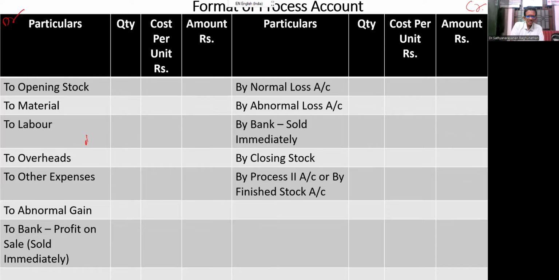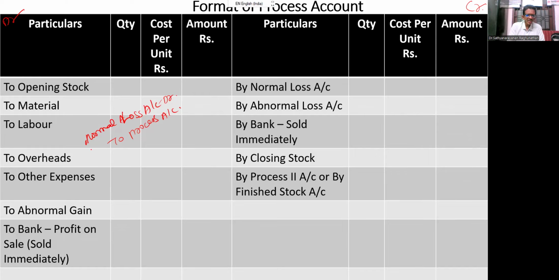Your entry will be normal loss account debit to process account. So in such a situation, normal loss is a loss, debit all the expenses and losses. So normal loss appears in the credit side of the process account.